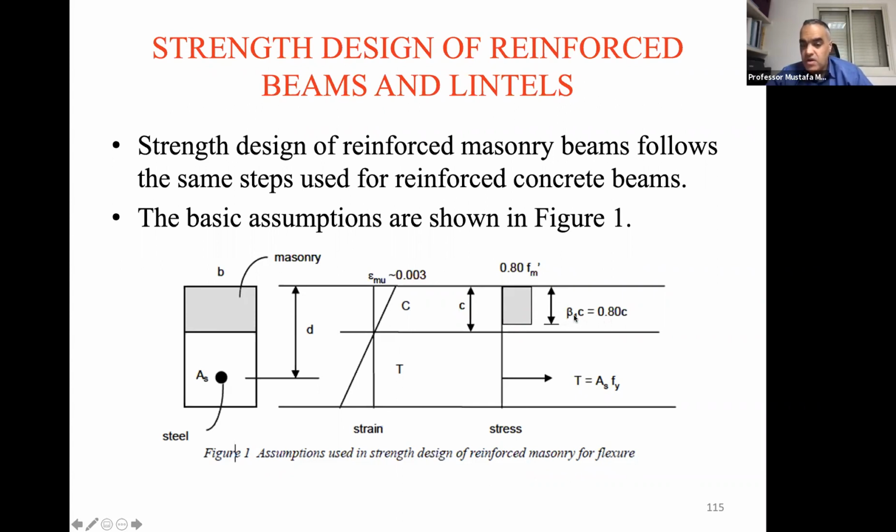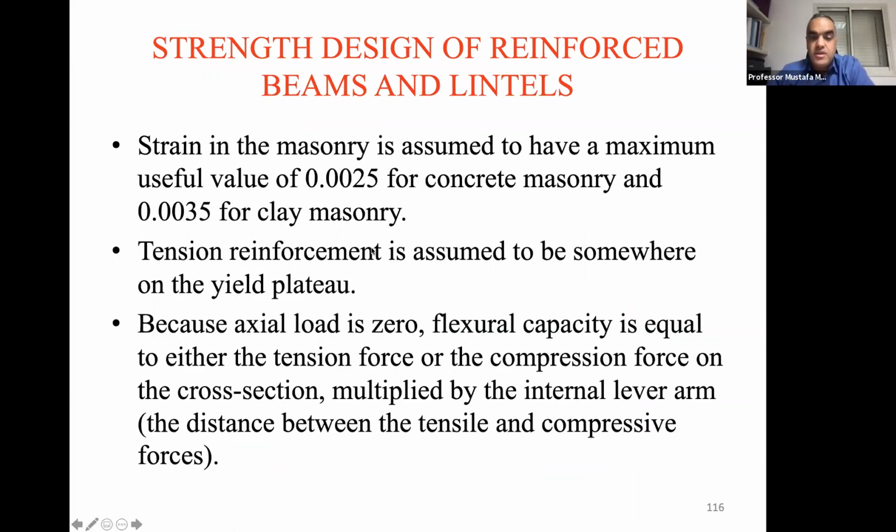Beta 1 changes in concrete. Here we have 0.8 times c. It's a constant value. In concrete, it changes because of the strength of the concrete, f'c. Here, it's a constant value, 0.8c. Then T is T, and as you can see, fy. We use fy because we assume the steel will yield, unlike fs in unreinforced masonry. The strain in concrete block masonry is 0.0025 instead of 0.003 in concrete. In clay masonry it is 0.0035.